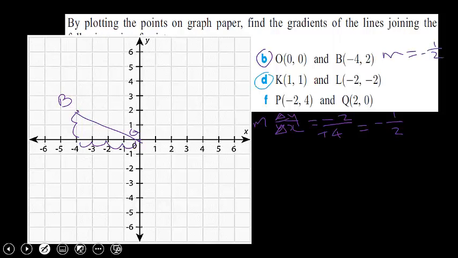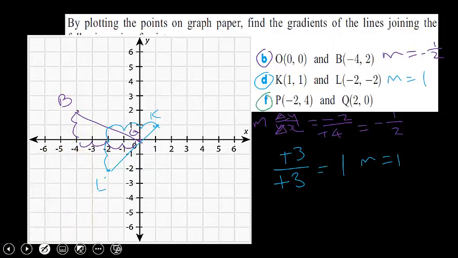D, K is 1, 1. L is minus 2, minus 2. That's L. If we connect them like that, we want to figure out what is the m value. So change in y, and go 1, 2, 3 up, plus 3 over 1, 2, 3 to the right, plus 3, which equals 3 over 3, which is 1. So m equals positive 1. Okay, and let's do F.